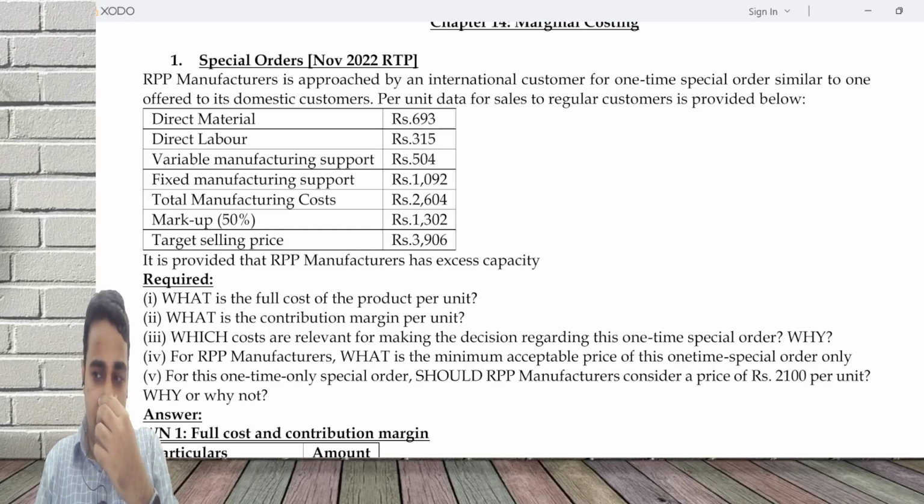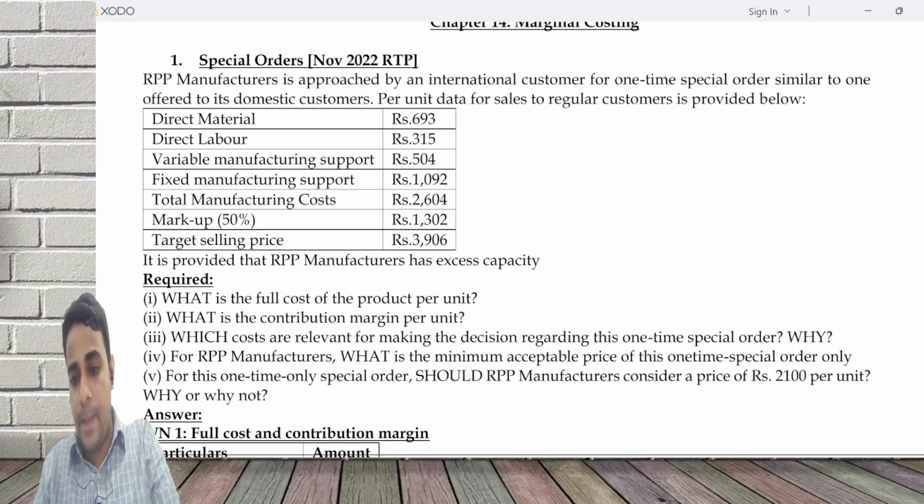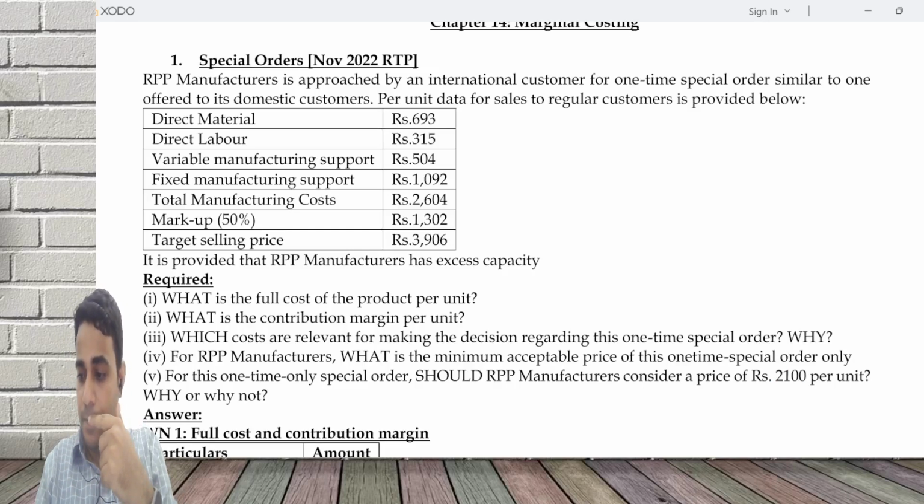Now, this is kind of a very simple question. Not much to calculate also. Okay, maybe another minute.